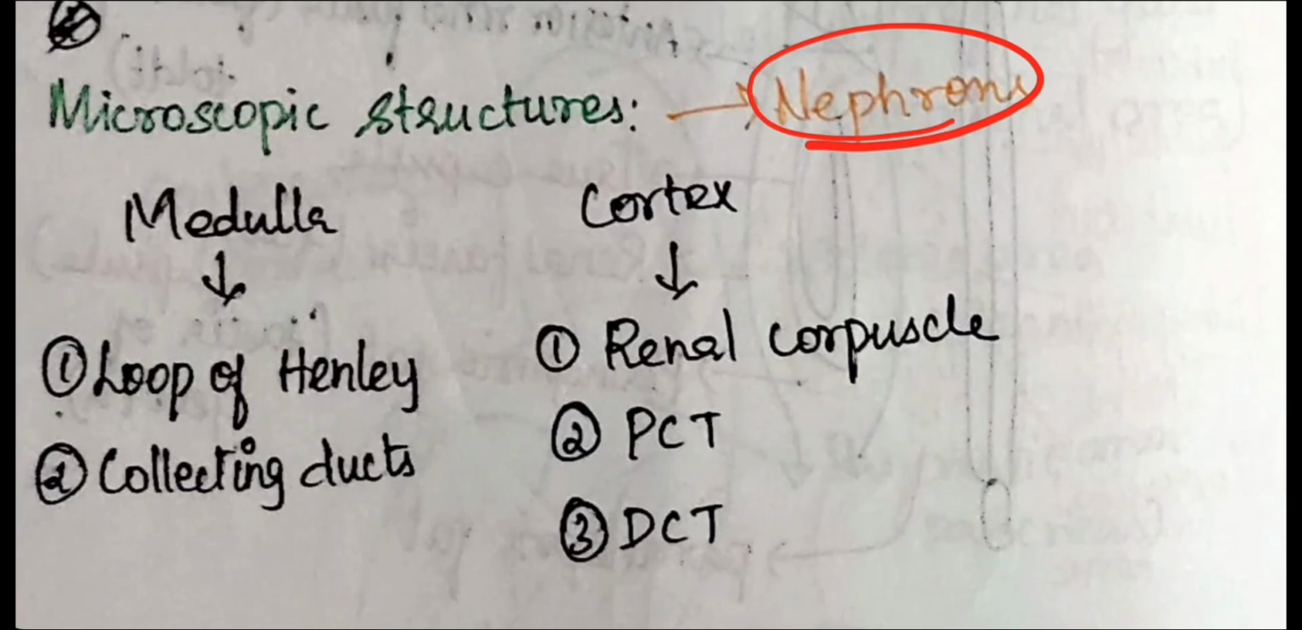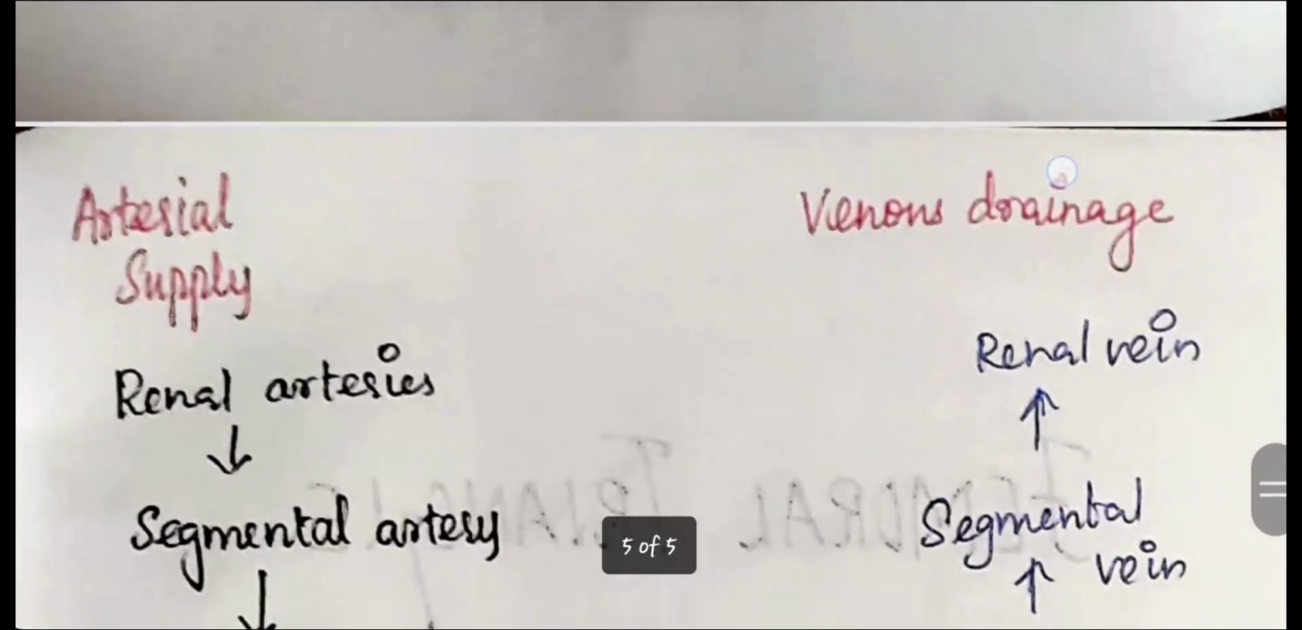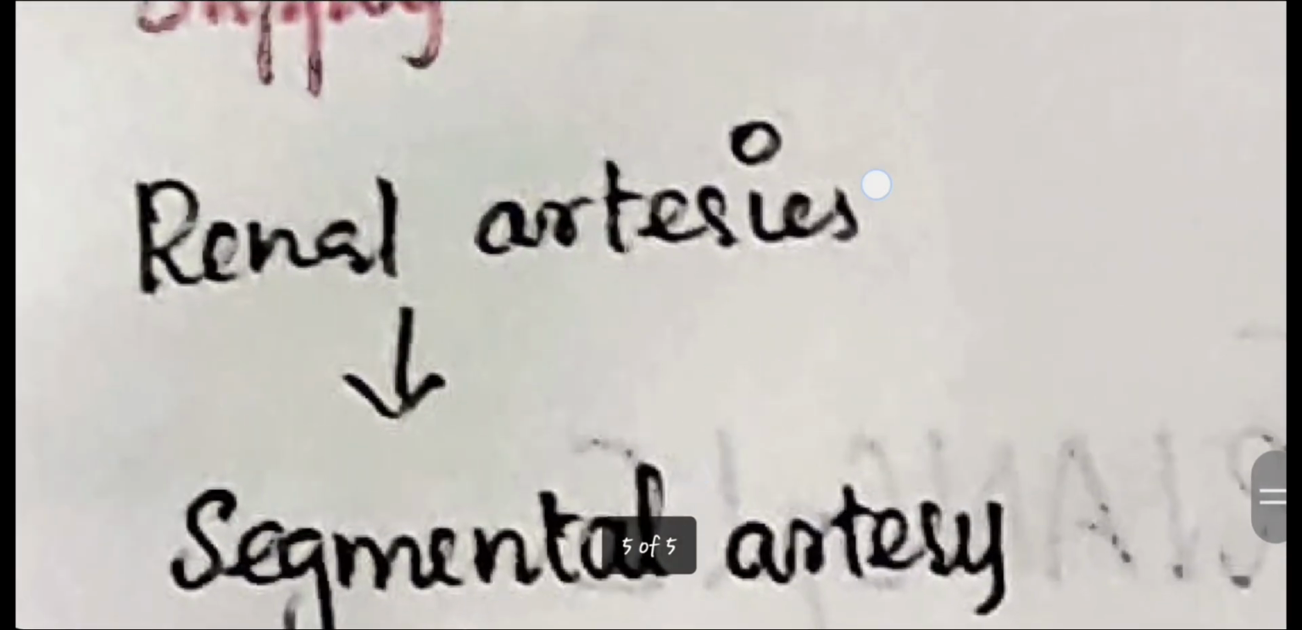Okay, microscopic structure, that is nephrons. Mainly the nephron is the structural and functional unit of the kidney, as we know already. So in the medulla we have the loop of Henle and collecting duct. In the cortex we have the renal corpuscle and PCT, proximal convoluted tubule, and DCT, distal convoluted tubule. These are all present in the cortex. And we are going to see about the arterial supply and the venous drainage.